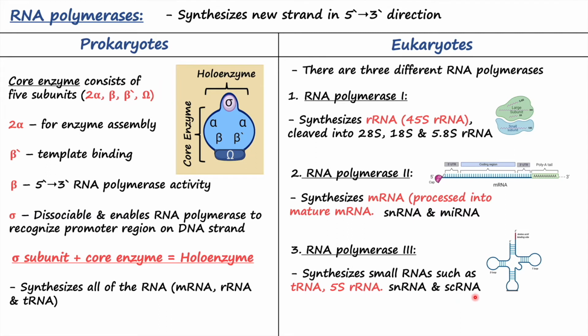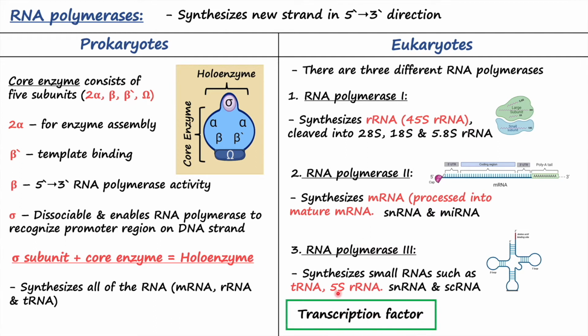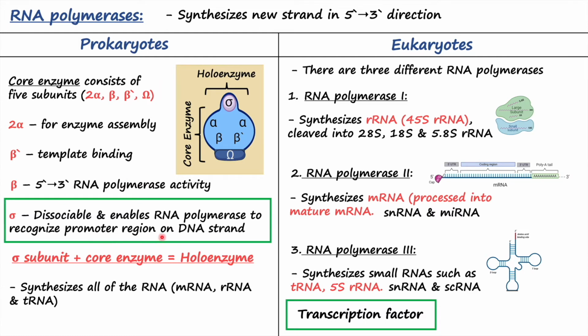Now, one important thing to remember in eukaryotes is that all 3 RNA polymerase enzymes cannot just go and bind to the promoter region on the DNA strand. It also requires specific proteins called transcription factors. Transcription factors form a DNA and protein complex on the promoter region, and that eventually results in the recruitment of these different RNA polymerase enzymes to initiate the transcription process. Just like we saw how the sigma subunit enables the RNA polymerase to recognize the promoter region on the DNA strand in prokaryotes, in the same way in eukaryotes it is the transcription factor which is important to initiate the transcription process.